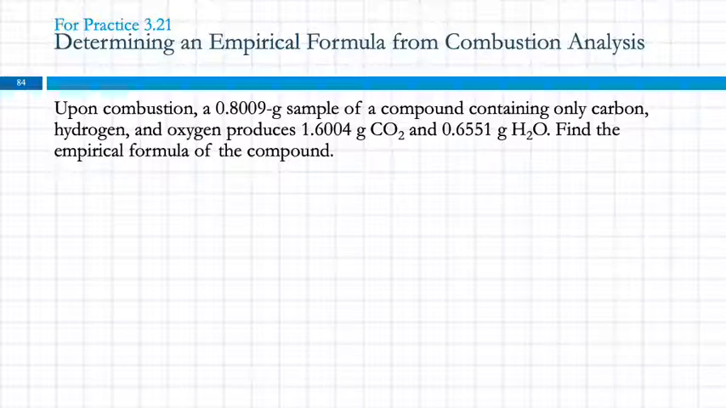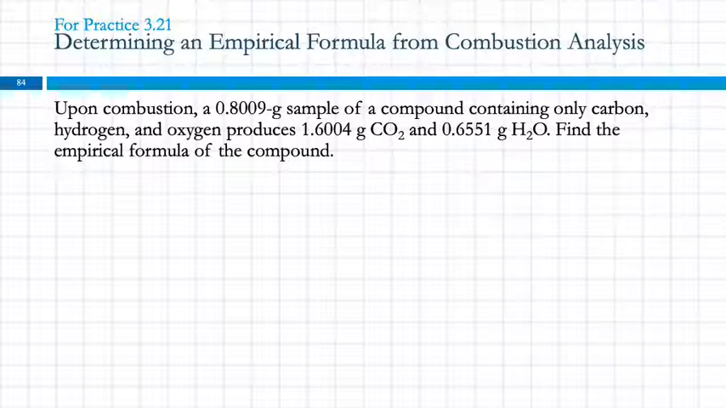So here we've got a compound with carbon, hydrogen, and oxygen, because this adds another layer to the problem. Upon combustion, a 0.8009 gram sample of a compound containing only carbon, hydrogen, and oxygen produces 1.6004 grams of CO2 and 0.6551 grams of H2O. Find the empirical formula.